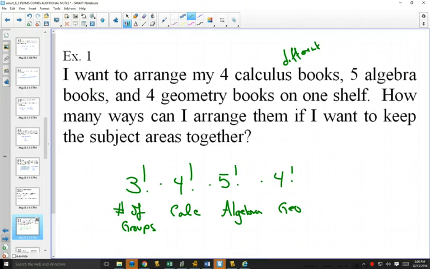We have 4 main decisions to make. My first decision is, how do I want my groups? Do I want calculus, algebra, geo? Or do I want geo first and then algebra? Or maybe I'm alphabetical, so I want my algebra first, then my calculus, then my geo, right? So that's what I have to decide first. That's my first decision. And then once I've made that decision, I've got to arrange each of my groups individually, so they're each a decision as well. Multiply this all out, and we get a big number.